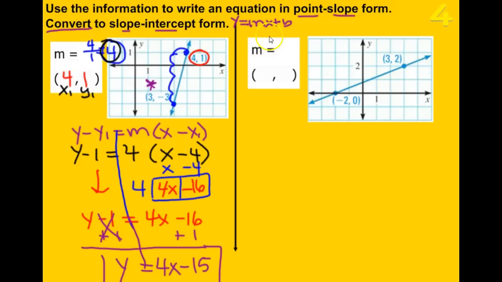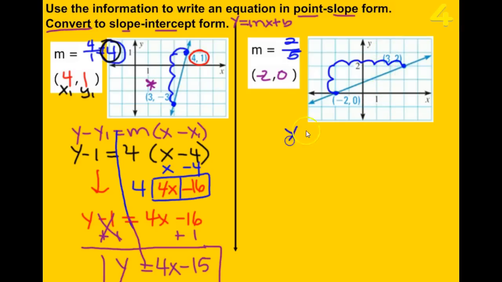Let's try the second one. Our slope, we need to count rise over run. So from here to here, I'm going to rise 1, 2, and run 1, 2, 3, 4, 5. So I have to leave that as a fraction. I can't simplify that. And then pick a point. We can pick (3, 2), or we can pick (-2, 0). I like this one that has a 0 because it's easy to add and subtract 0. If you want to use this one because they're positives, that's fine.